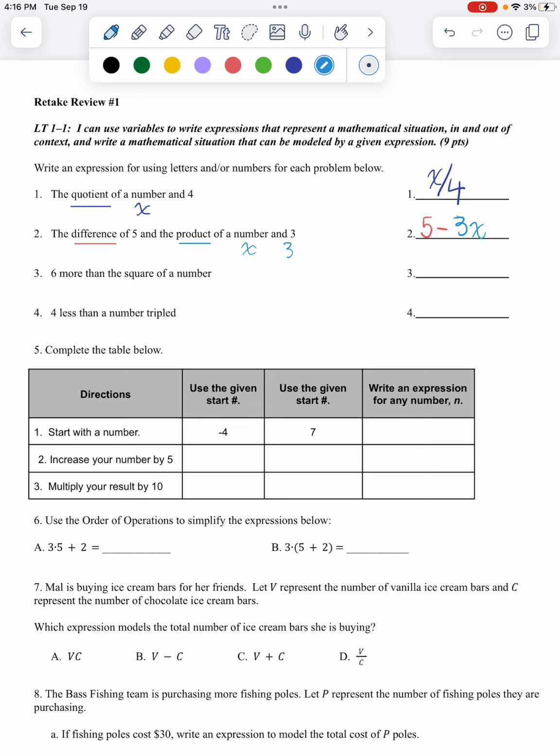Here is another one. We have 6 more. So 6 more being the addition sign. And so we have 6 more than the square of a number. And so the square of a number, that's x squared. And so this is going to be x squared plus 6.